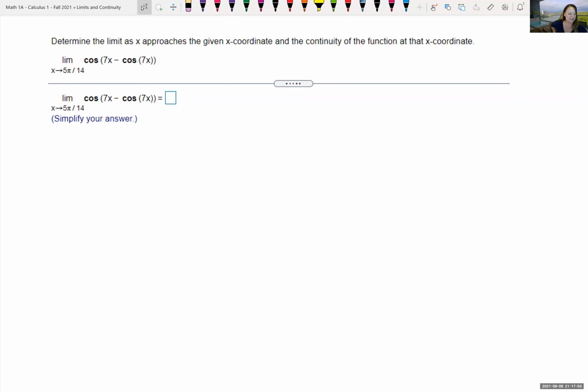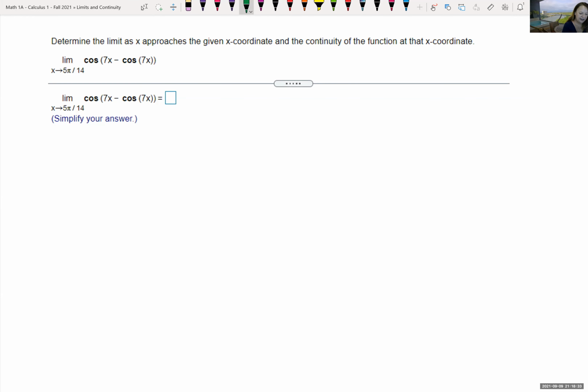Okay, so the next example says determine the limit as x approaches the given x coordinate and the continuity of the function at that x coordinate. Okay, so we're looking at the limit as x is approaching 5 pi over 14 of cosine of, so we have a composition of functions. Inside we have 7x minus cosine of 7x. And so I know 7x is continuous, the inner function, and I know that minus cosine of 7x is also continuous everywhere. Cosine is a continuous function everywhere.